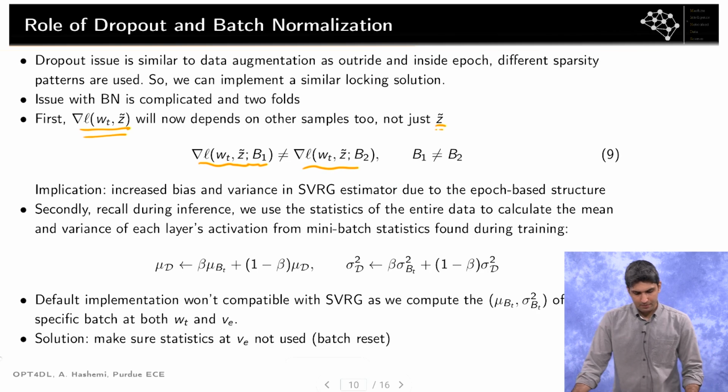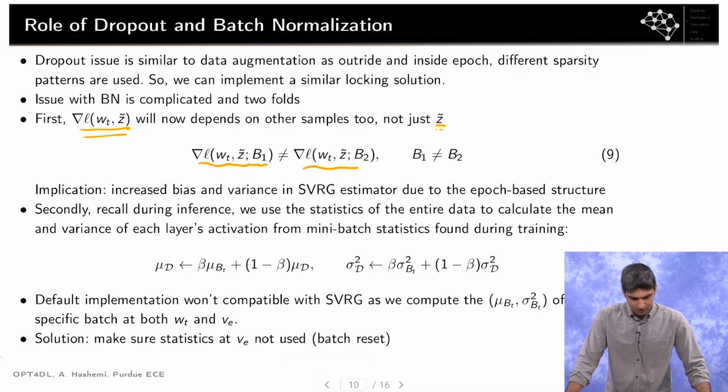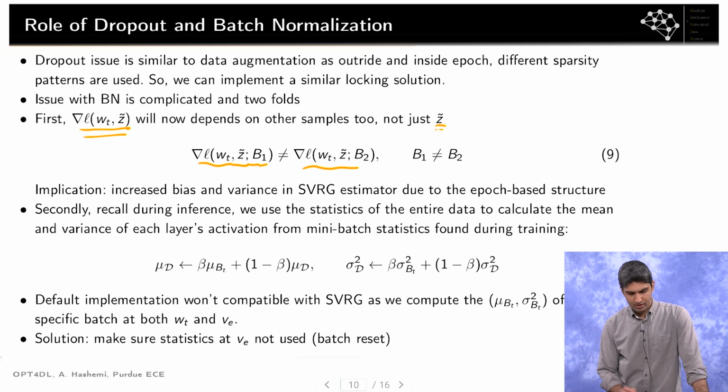Okay, and again, the implication is that there's going to be some increased bias and variance in the SVRG estimator. Okay. Notably due to its epoch-based structure. Okay, so that's one issue. Another issue that we can mitigate to some extent is basically in terms of inference. Okay, so we've been talking about the training, but how about inference?